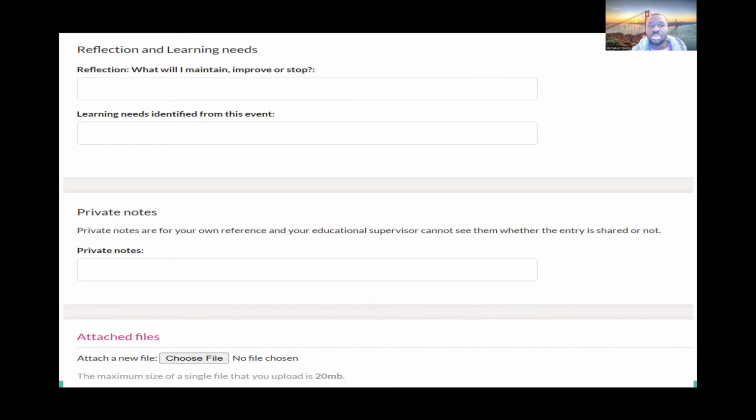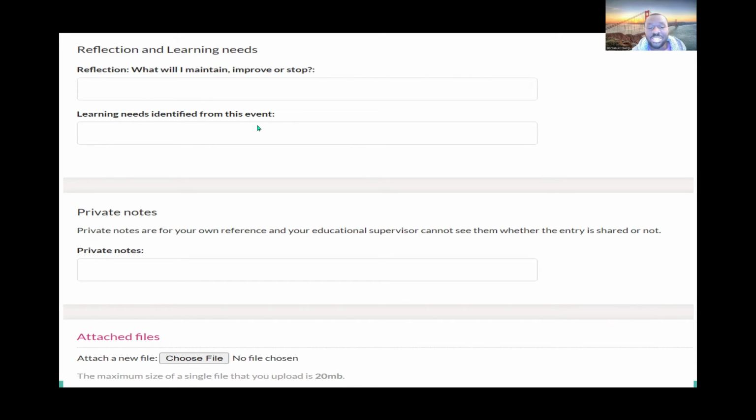Personally, I would have preferred if reflection and learning needs were just put in one box, because I think they're tied together. Your learning need can easily be tied to your reflection. But now it's split into two boxes. So put your reflection, how you felt, what you think you learned from attending to that patient, from applying the guidelines, from speaking to your registrar or the consultant, and how you would use this in future patient management. And then the learning needs identified from this event.